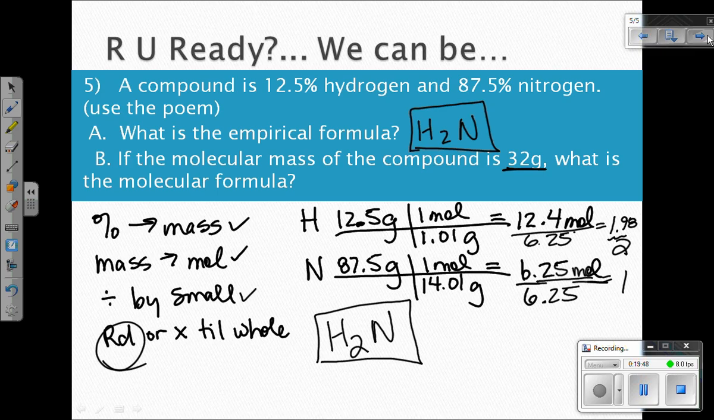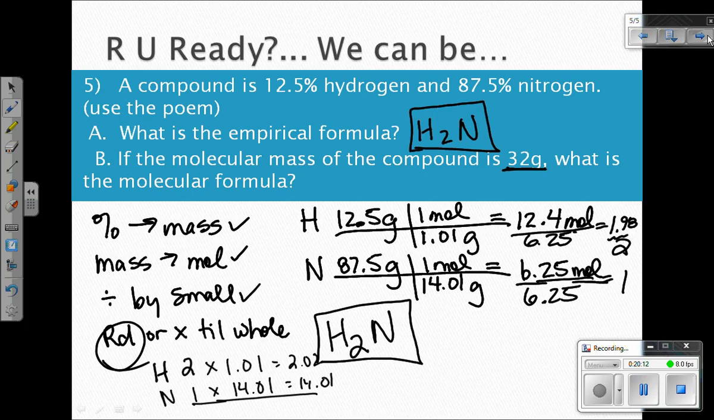Now, if the molecular mass is this amount, then what I need to do is first find just the molar mass of this. So hydrogens, I have 2, and I know hydrogen, looking it up on the periodic table, is 1.01. Nitrogen, I have 1, and it's 14.01. So then I have 2.02 and 14.01, which is 16.03 grams. Then I'm going to take my 32 grams and divide it by 16.03 grams to find out what number I need to multiply my subscripts by.